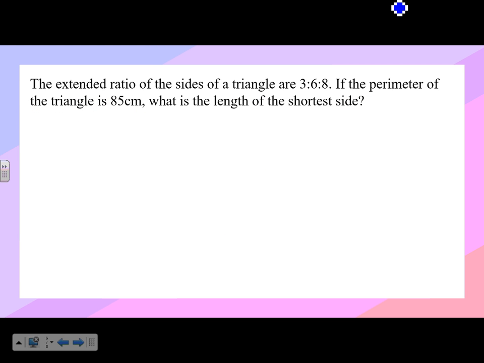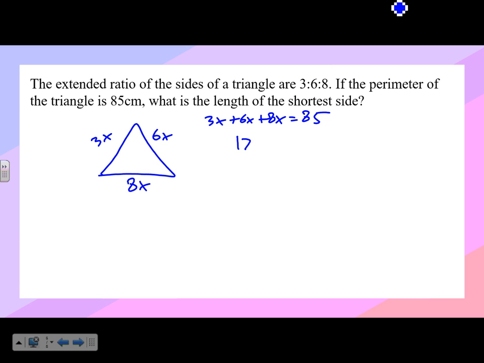Now this is very similar, except for now they're talking about a triangle instead of a rectangle. And it's 3 to 6 to 8. So again, same thing, 3x to 6x to 8x. And the perimeter is 85. So 3x plus 6x plus 8x is equal to 85. Add those together, 3 plus 6 plus 8, 17x is equal to 85. Divide both sides by 17. x is equal to 5.